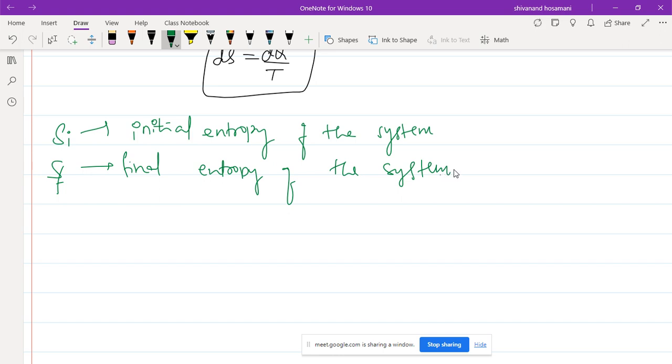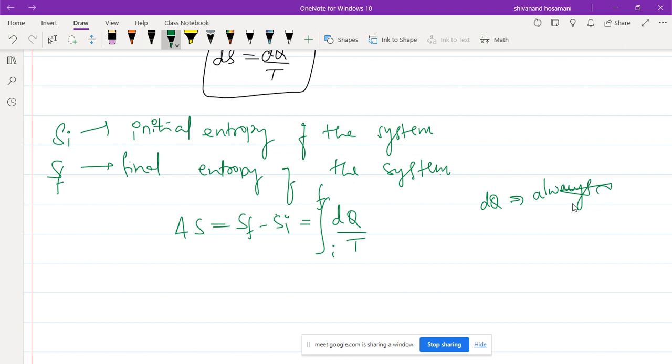And for a large change in heat, delta S, the change in entropy, is equal to the final minus initial entropy, which equals the integration from initial to final of dq divided by T, where dq is always a function of temperature.